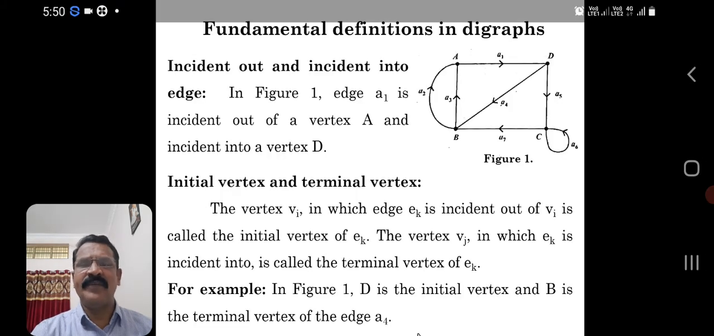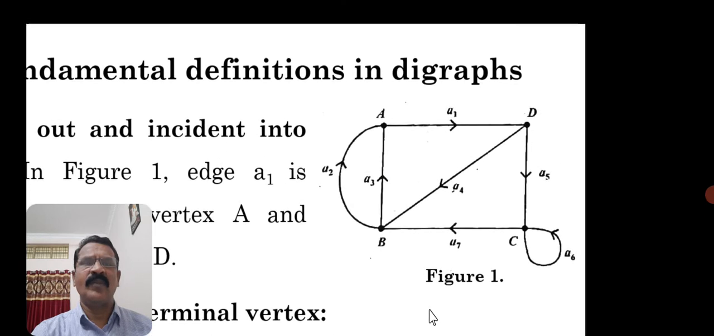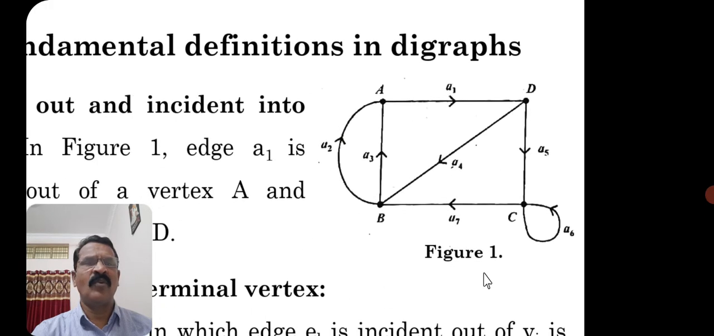Let me consider first incident out and incident into edge. Very interesting ideas. Okay, for example, directly we will consider this diagram. You just observe this diagram. In figure 1, this is the edge A1. So the direction is towards A to D.